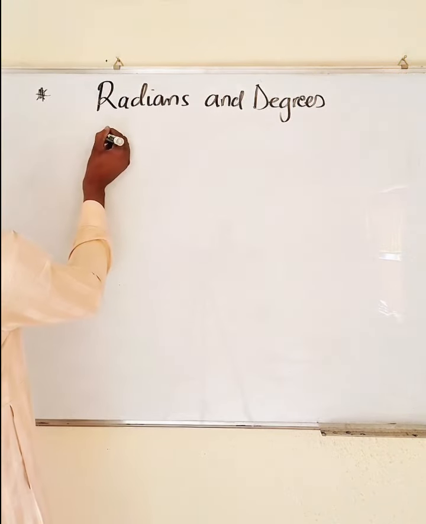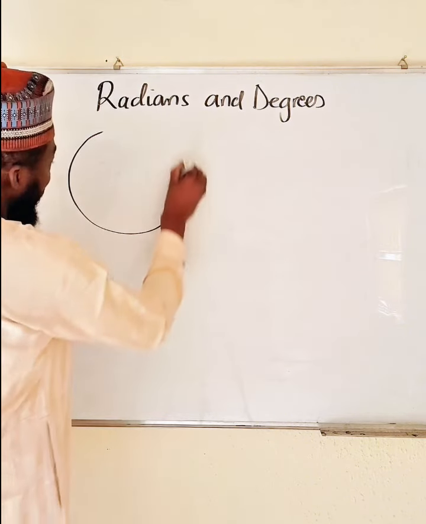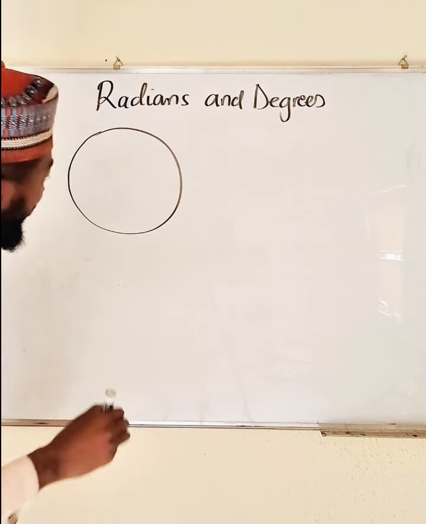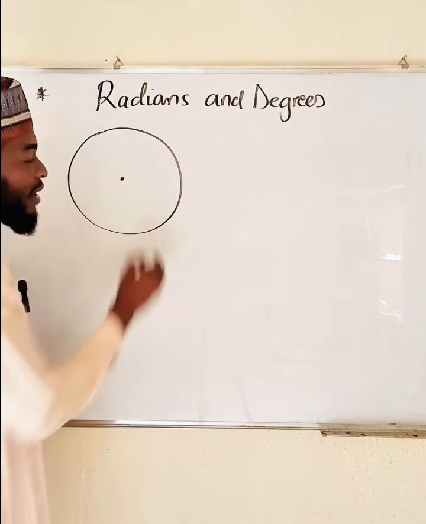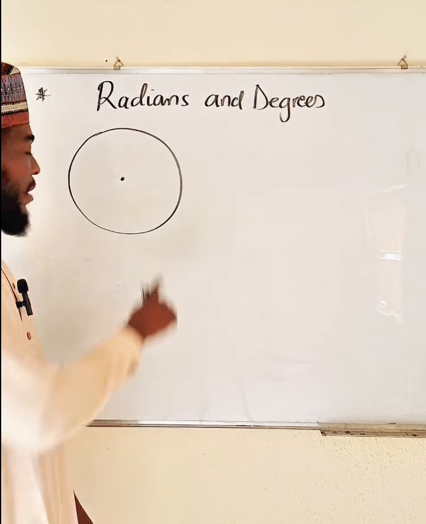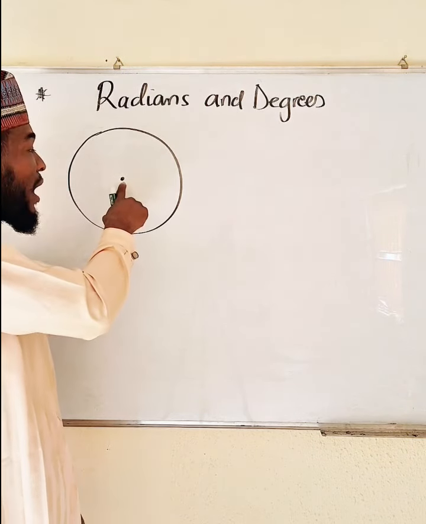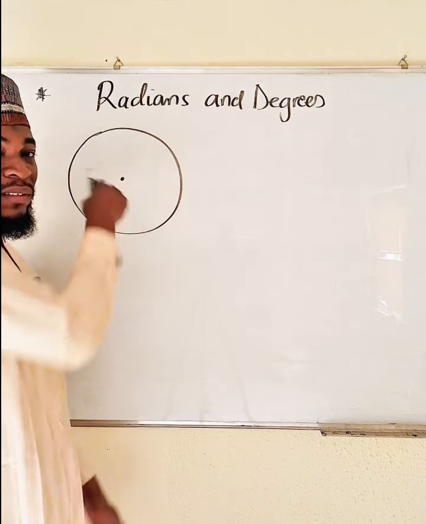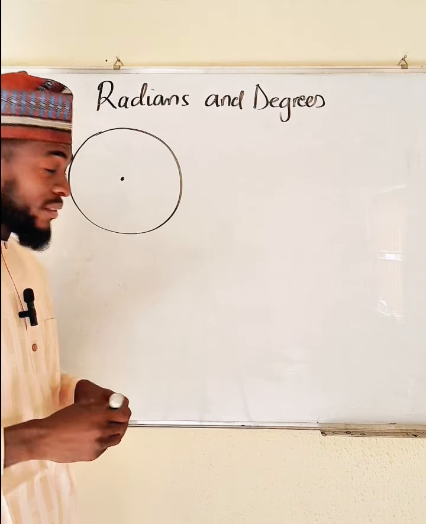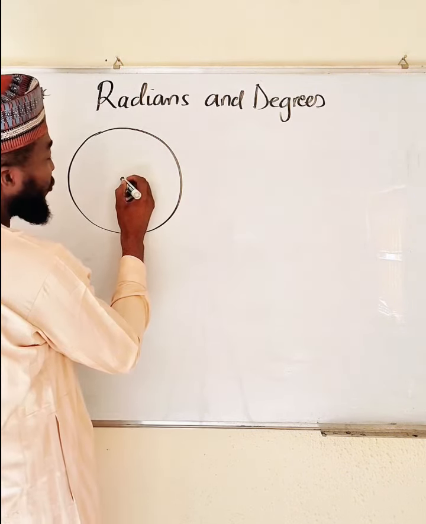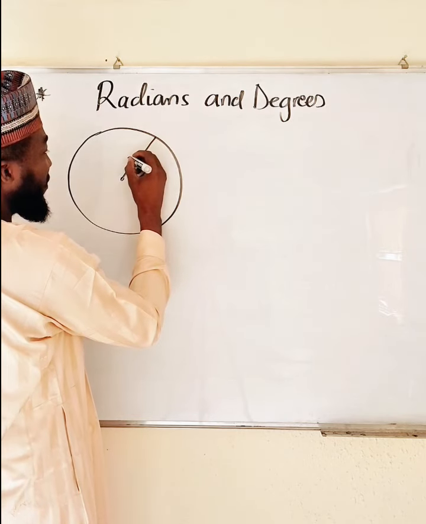Suppose we have a circle like this. This is not perfect. We have the center of the circle. Remember that this part here is what we call the circumference, and from the center to any part of the circumference is called the radius. So if I join this to this, we call this r.